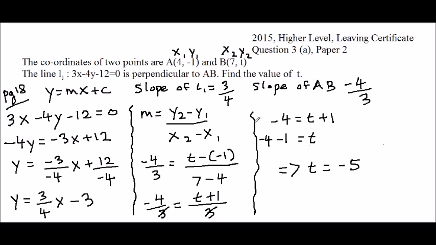So let's just recap for a moment. The first thing we did is that we noticed that the line L1 is perpendicular to AB. And so therefore we knew that by finding the slope of L1, we could then turn that upside down, change the sign, and we would have the slope of AB. That then allowed us to use the slope of a line formula in order to solve for t. All done.